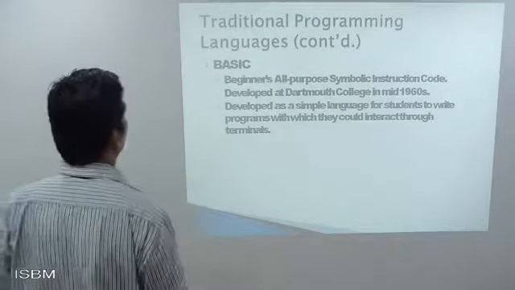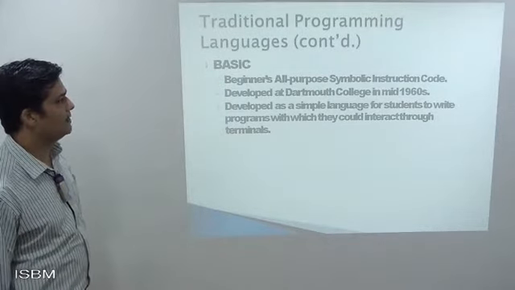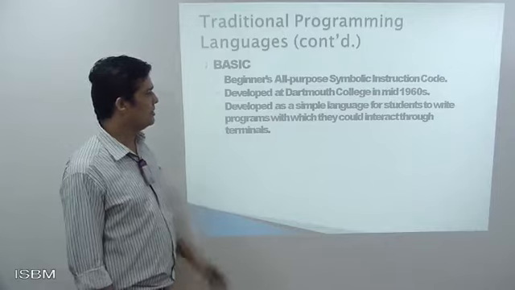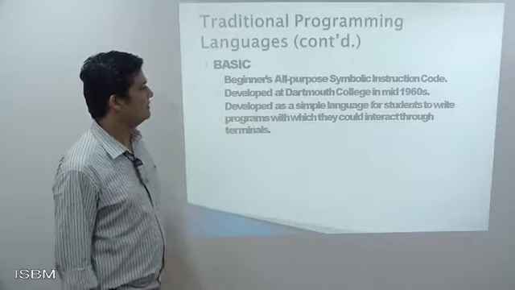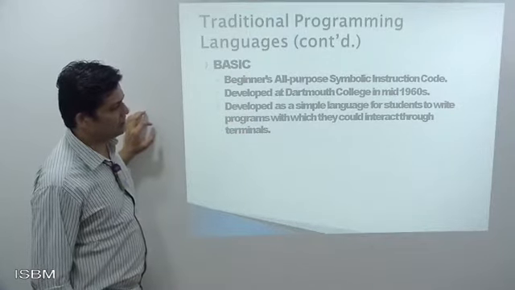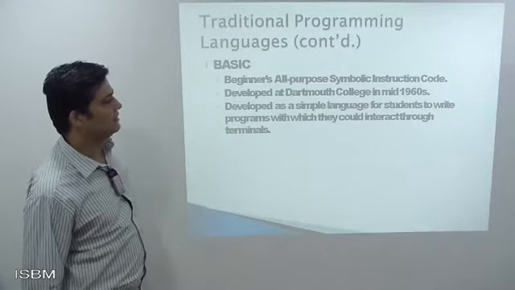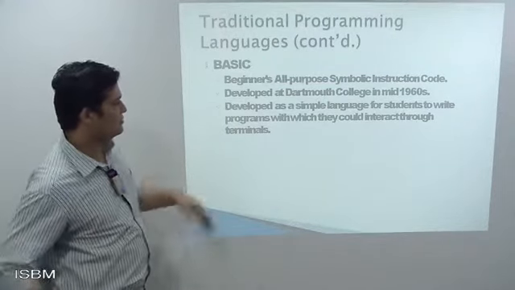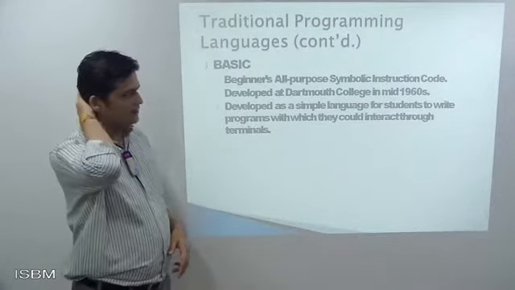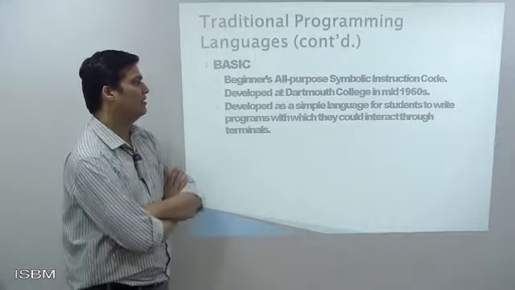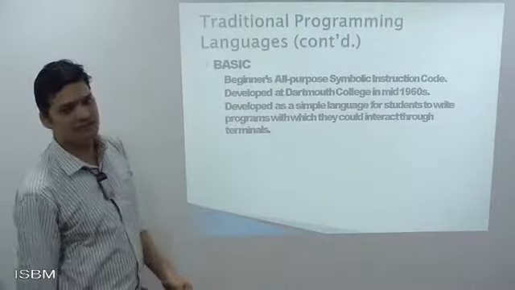Then we have traditional programming languages continued, which is BASIC, beginners all-purpose symbolic instruction code, developed at Dartmouth College in the mid 60s, as a simple language for students to write programs with which they could interact through terminals. So programmers can use different terminals and easily understand the basics of programming, the beginners all-purpose symbolic instruction code, which is the full form of BASIC.